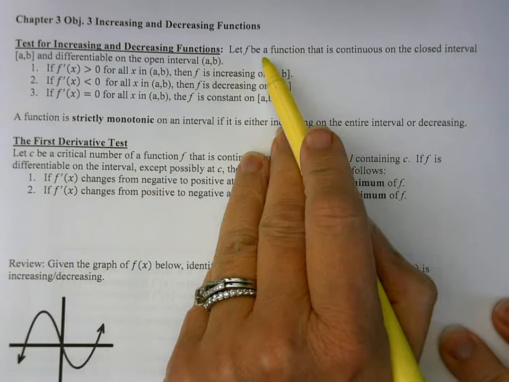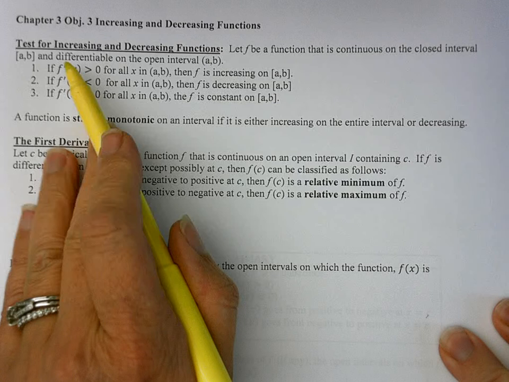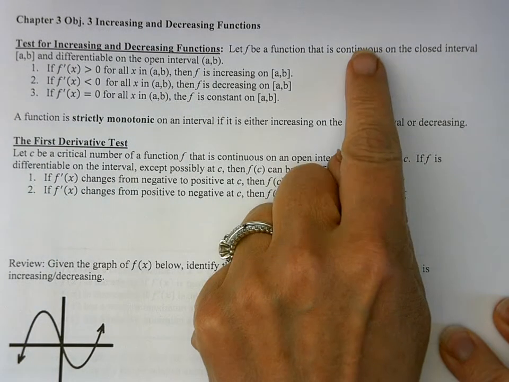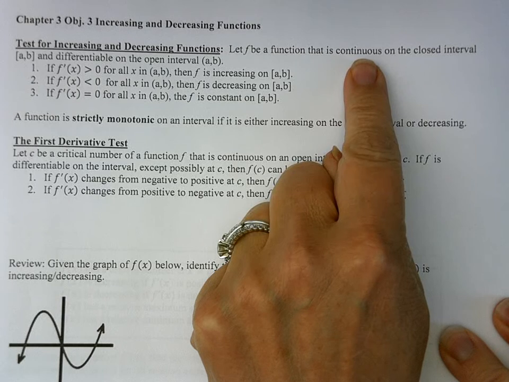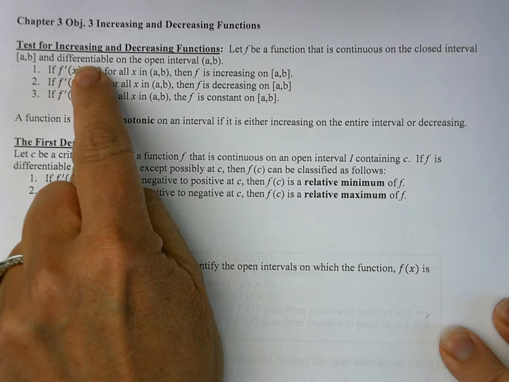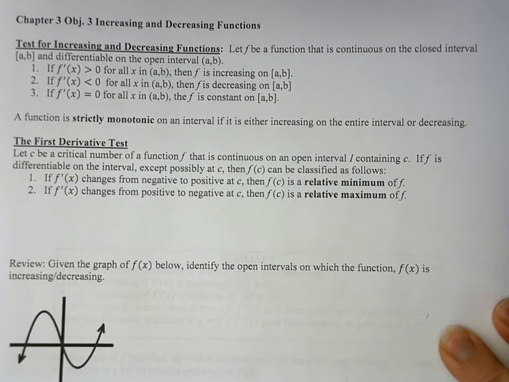So first, if we have a function, it is going to be continuous on the closed interval and differentiable on the open interval. Just a reminder, if something is continuous, then we are looking at the domain of f of x. And if we're looking for differentiability, we're looking at the domain of the derivative.